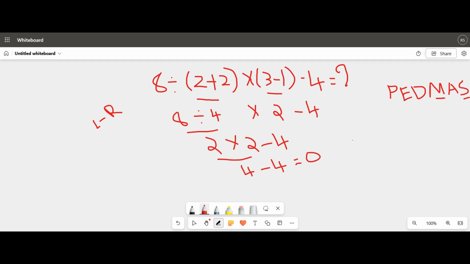So like this we need to solve such questions. Always remember the rule of operation. We need to apply it from left to right.